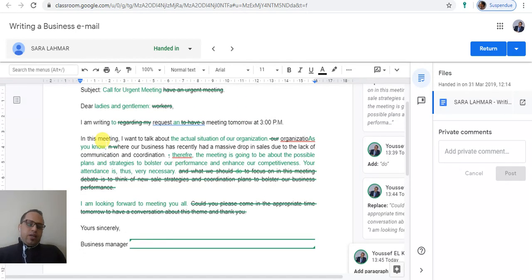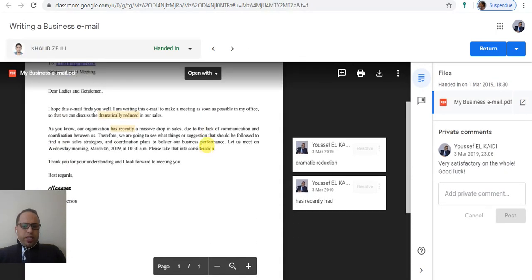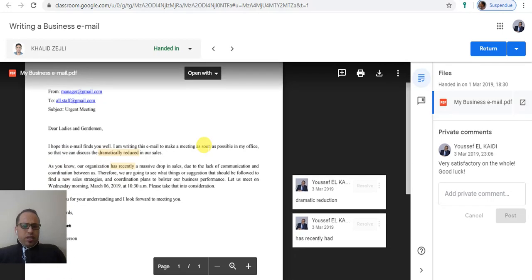Of course, it needs to be improved, but that's possible only with a lot of practice. Now let's have a look at another one. Look at this one here. Here we have the heading of the email, from manager, Gmail, but this is just an example. In fact, I think "to" comes first and then "from" comes afterwards.